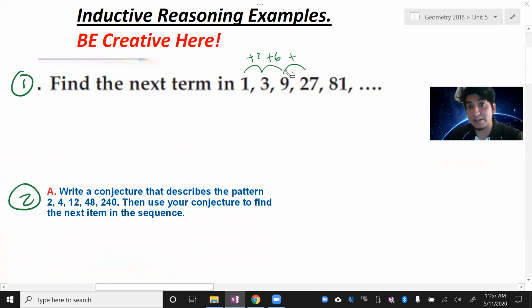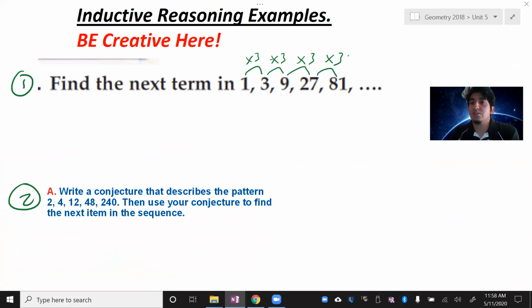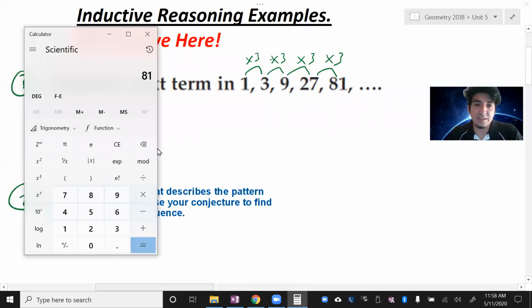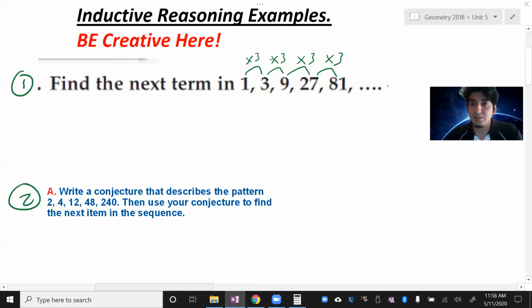Okay, so I'm going to try to just keep it simple for myself. I'm going to go times 3, times 3, times 3. Look at that. Sometimes you might have to guess as you're going, so you can get to the next term. As long as you can find a pattern, make a statement with it. So find the next term in the sequence. My next term, I'm going to use my calculator, will be 81 times 3, which is 243. Okay, so that's my next term.